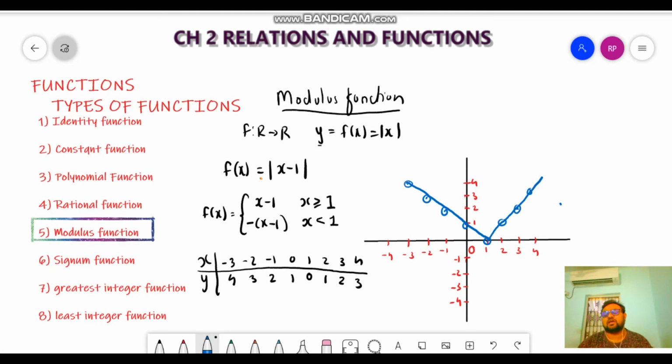Modulus function will have a graph of V shape, and the graph will be in the first and second quadrant only, because the value of y, modulus of x, cannot be negative. Clear? So this was about modulus function. Now let's move to the next, that is signum function.